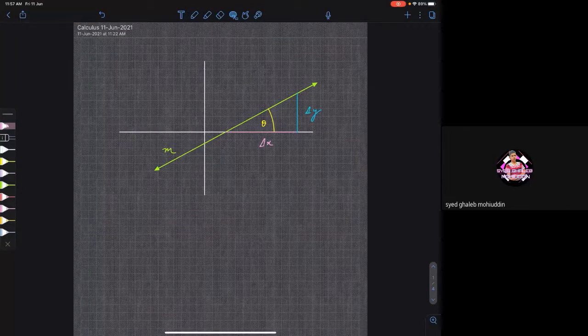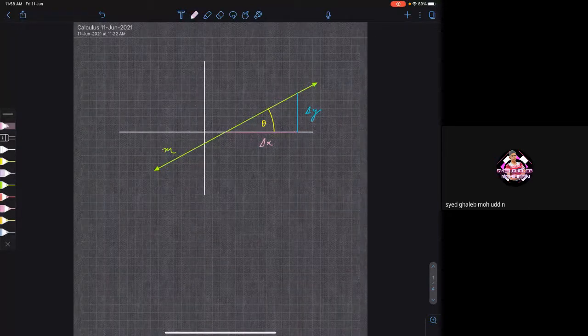Basically, every problem in physics can be solved based on calculus. You will have a law in physics, based on that law you will write a mathematical equation, and to solve that equation you will need the knowledge of calculus. Slowly, you will understand. But before that, let me ask you one question. What is slope of a line?